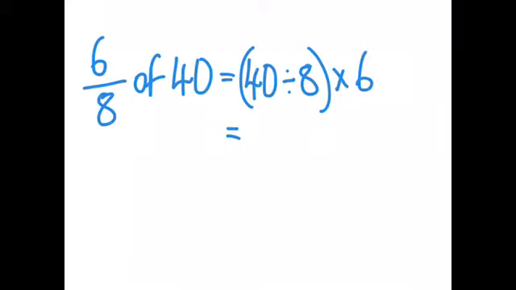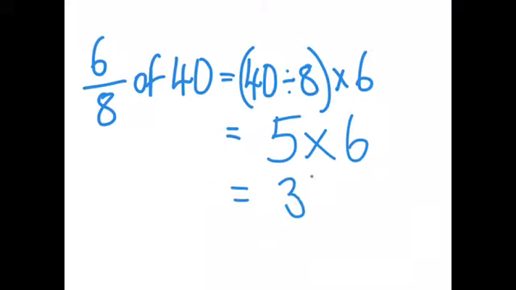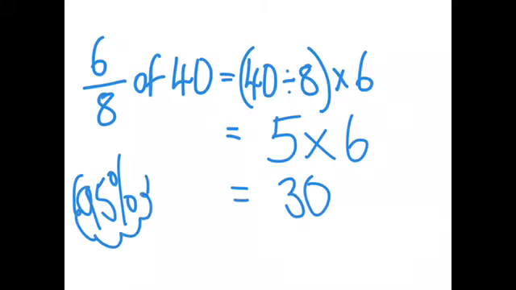Right, so we got 95% of people suggesting the answer's 30. Let's have a look. 40 divided by 8 equals 5. Multiplied by the 6, 30. 95% of people getting it right. Woohoo! So that means sticker on your chart. Right, so 1 star on your chart.